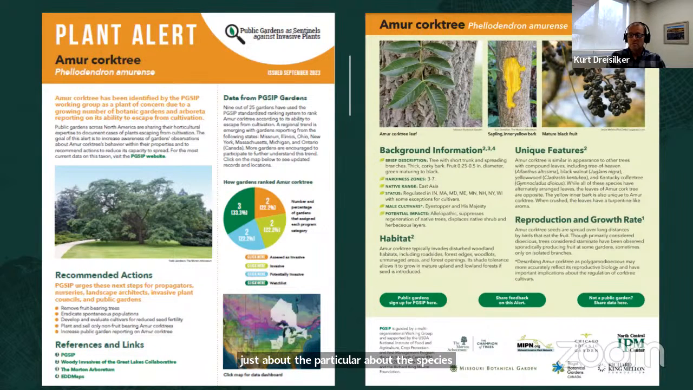Notably, on the bottom, there is a series of green buttons. If you were to download this, you can share your feedback on what is labeled on this plant alert. This is the first and only plant alert that the group has come up with so far. We plan to issue other plant alerts as the data demands, but we don't have any other plans at the moment to send any more out.